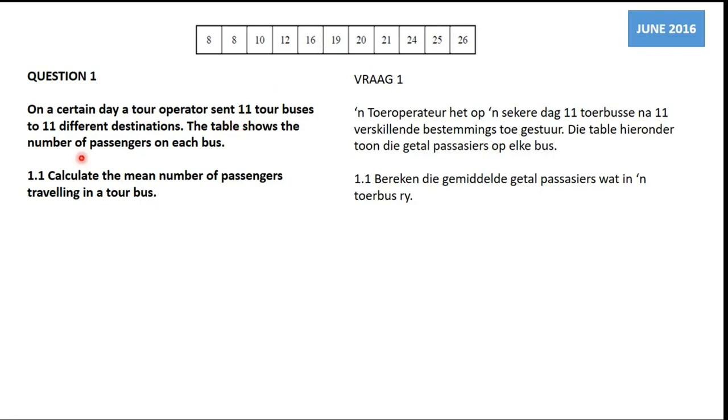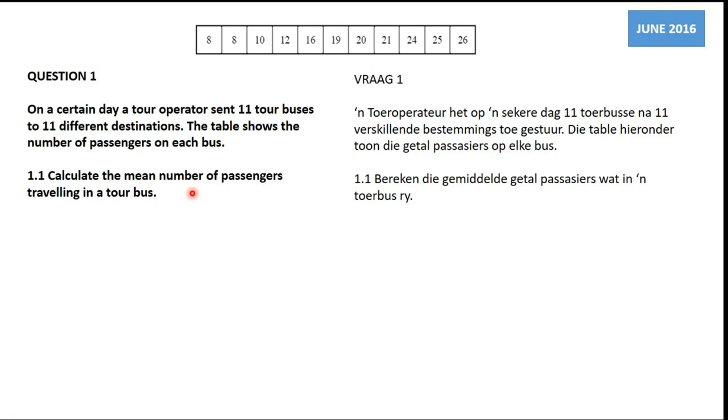The table shows the number of passengers on each bus. So this tour company is sending out 11 buses, and then it's showing you the number of passengers on each bus. So just to make sure you understand, on the first bus you have 8 people, and then on the last bus you have 26. Then there was asked something silly like that, and you must get full marks for that, probably 2 marks.